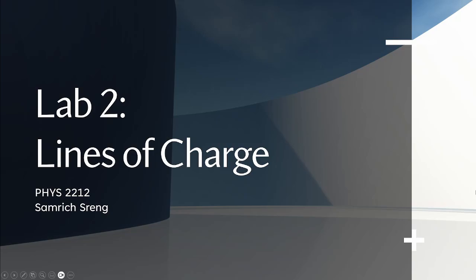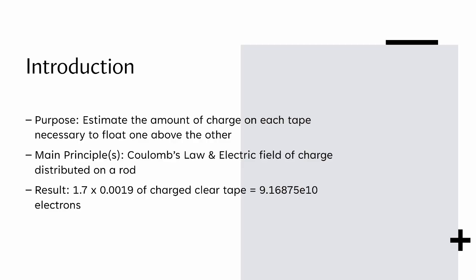Hello, this is for Physics 2212, Lab 2, and the purpose of the lab is to estimate the amount of charge on each tape necessary to float one above the other. The main principles used in this experiment are Coulomb's law and the electric field of charge distributed on a rod, which you will see further in this report is related to Coulomb's law.